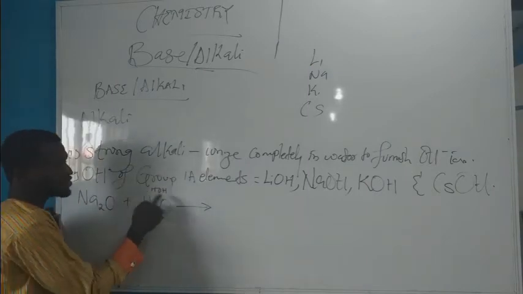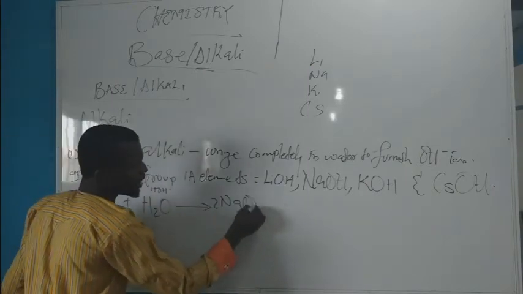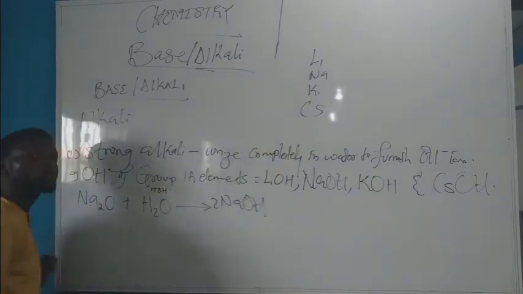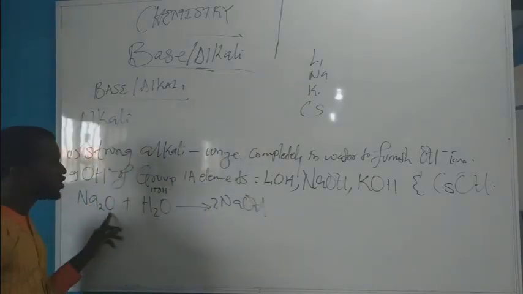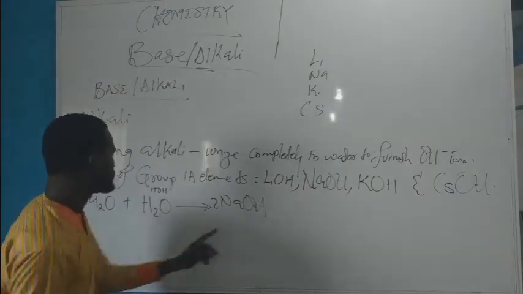So this oxygen attached to this, you have 2 sodium what? Hydroxide. You have 2 hydroxide to what? 2 sodium. So sodium here is 2, sodium here is 2. Oxygen here 1, 1, 2. This is 2, hydrogen 2, hydrogen 2.